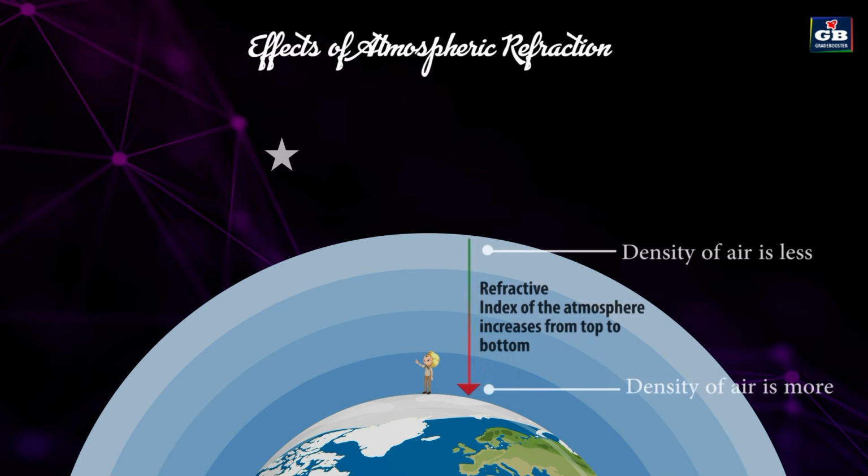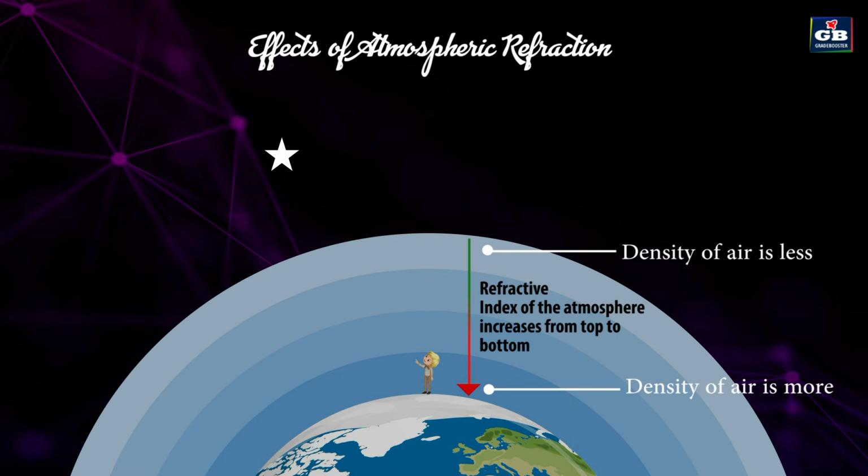The density of the air near the Earth is more than the density of the atmosphere towards space. As we go up in the atmosphere, the density of the air decreases, because due to gravity, the air is thick closer to the Earth and thin towards space. So the density of the air is more near the Earth. This makes the refractive index of the atmosphere gradually increase from top to bottom.